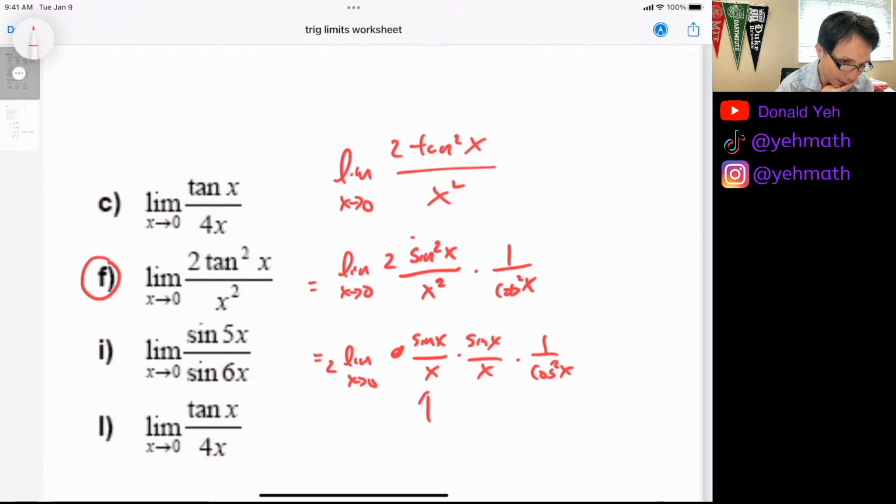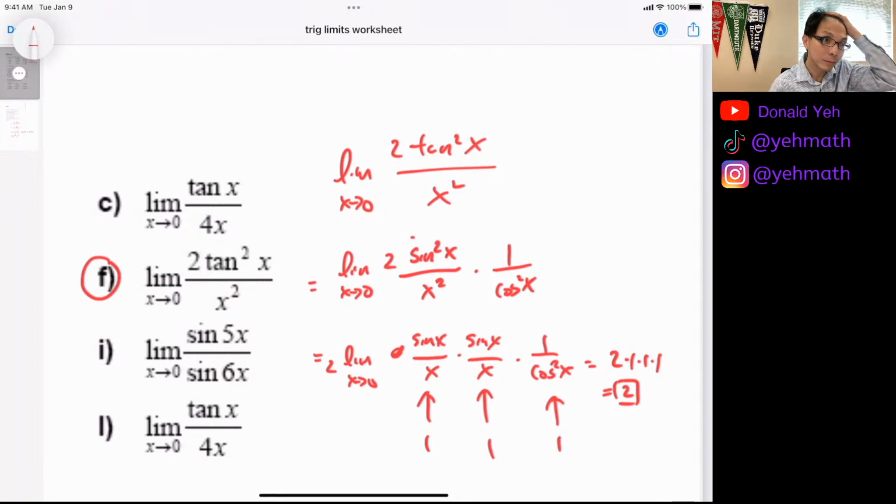Now we know this is already equal to what? 1, because you're replacing cosine squared of 0, which is 1, and 1 over 1 is still 1. So this one's just going to be 2 times 1 times 1 times 1, so equal to 2. So the answer is 2. Does that make sense?